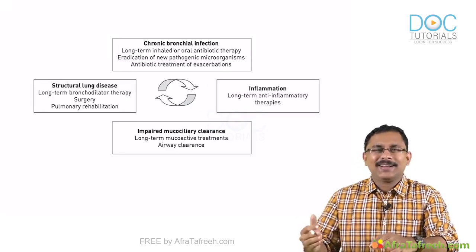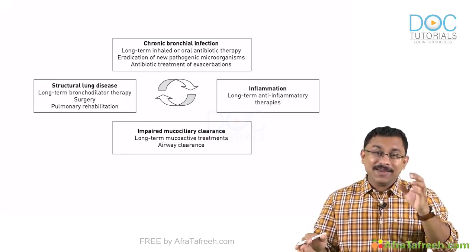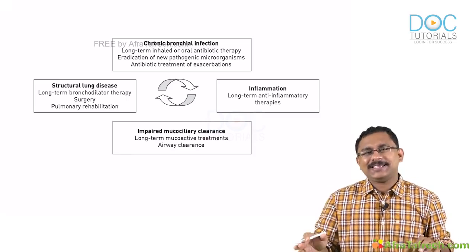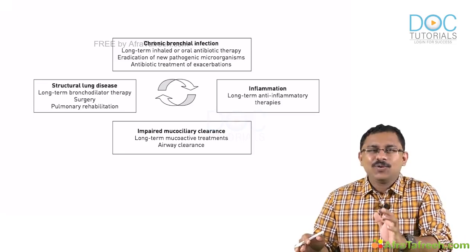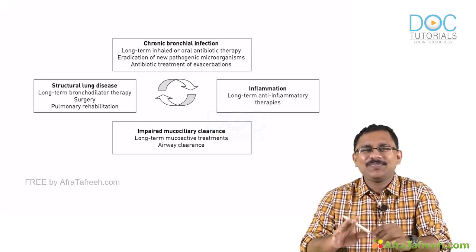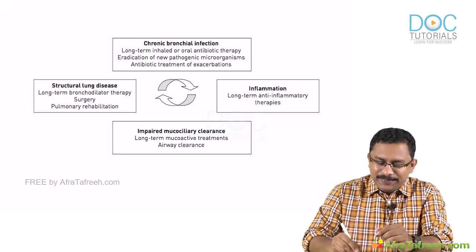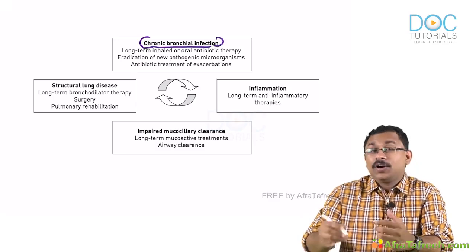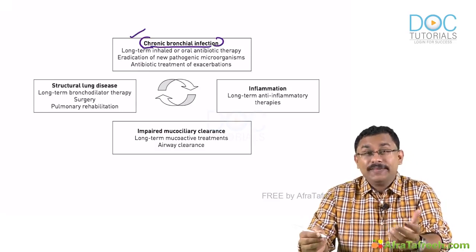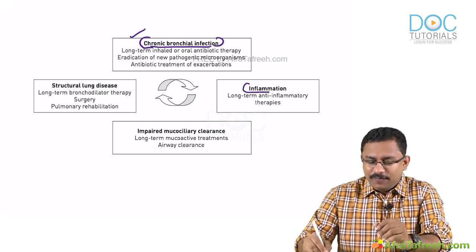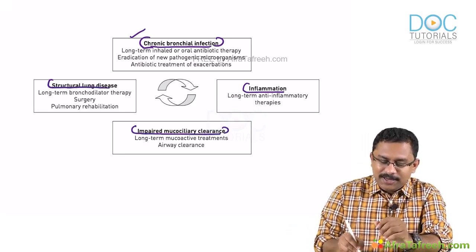See, when you want to treat a condition like bronchiectasis, this is a picture that I have taken from the same guidelines itself. When you want to treat a condition like bronchiectasis, you have got to deal with the pathology. And I've already told you the pathology is the vicious cycle. So the vicious cycle is what you have got to intervene. And you see here, there can be various parameters that might be contributing to this vicious cycle. It may be a chronic bronchial infection, it may be inflammation, it may be impaired mucociliary clearance, or it may be some structural lung disease.